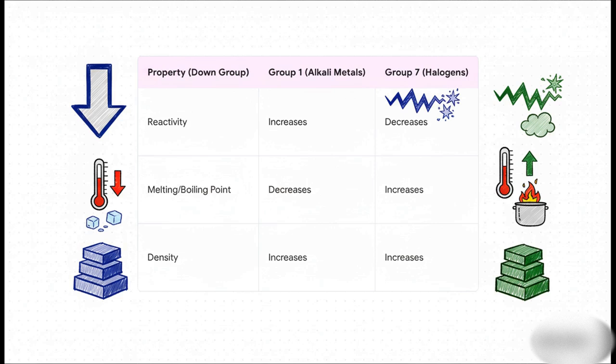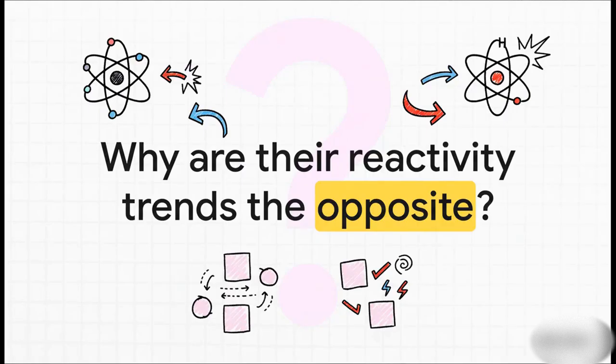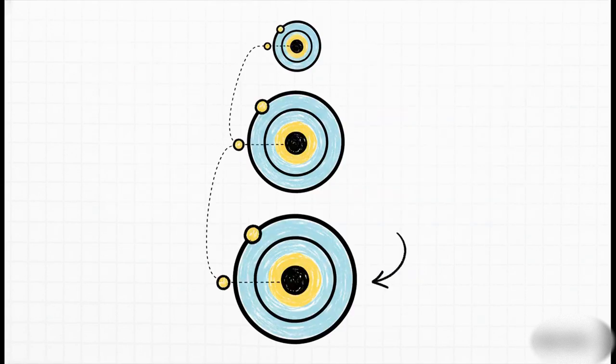How cool is that? So, this begs the question, why? Why on earth do two families of elements show such perfectly mirrored opposite trends when it comes to how they react? For group 1, it's all about losing that one, single, lonely outer electron. As you go down the group, the atoms get bigger and bigger, adding more shells. This means that outer electron is getting further and further away from the nucleus's positive pull, which makes it way easier to just give away. And the easier it is to lose that electron, the more reactive the metal is.